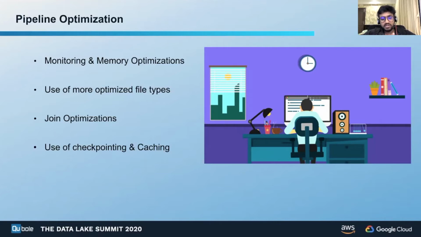For join optimizations, we use the concept of bucket join, the concept of broadcast join, and we use sorting of the data sets before complex joins. For skewness of data, we use the concept of salting. These join optimizations will be covered by Vikas and Jatin in another session, so please tune in to that.